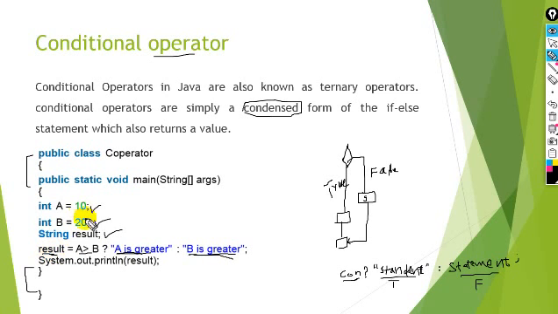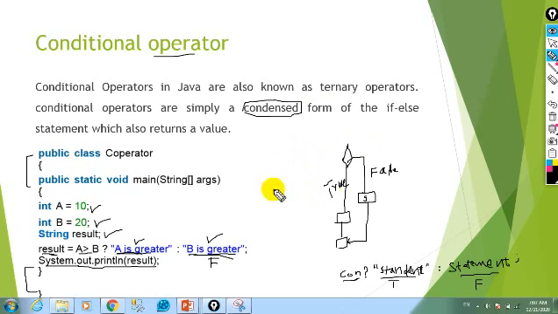In this case a is greater than b is a false condition, so the false statement will execute. It will be assigned to result, and here I am displaying the value of result. This is the conditional operator, in which we have a condition, then after the condition a true statement, and then a false statement. If the condition is true, the first statement will execute. If the condition is false, the second statement will execute.